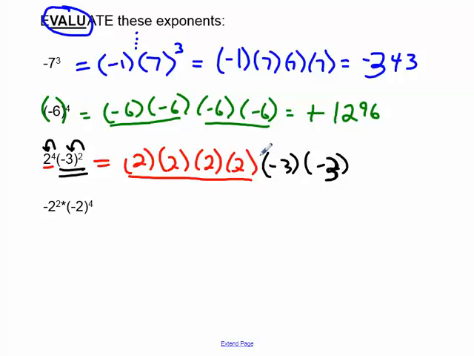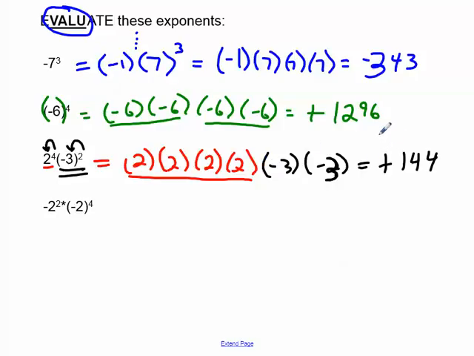Now we just evaluate 2 times 2 times 2 times 2 times -3 times -3. I've got a 9 times 4 is 36. 36 times 4, I'm going to pull out the calculator, is 144. And it should be a positive 144. All these in red are positive. The two negatives together, negative times negative, give me a positive. Positive times all these positives is a positive.